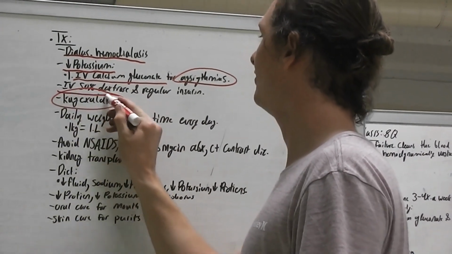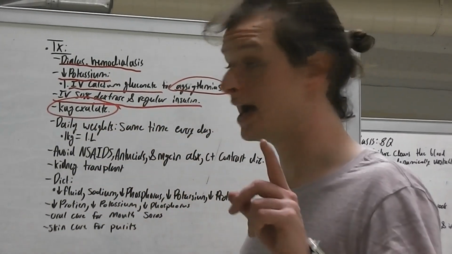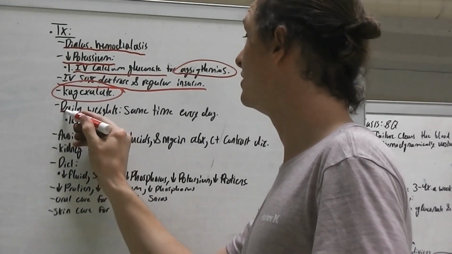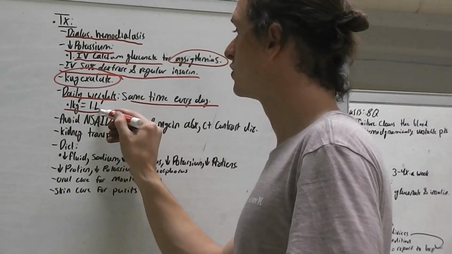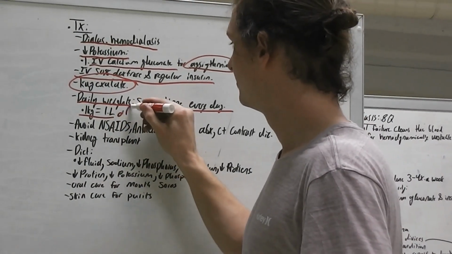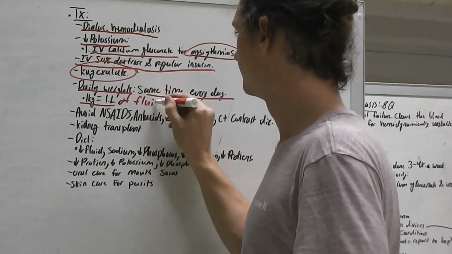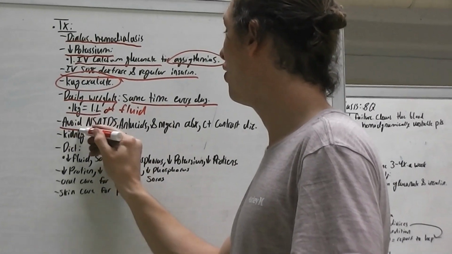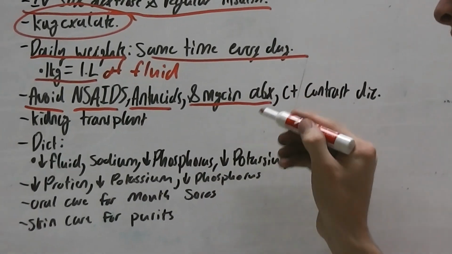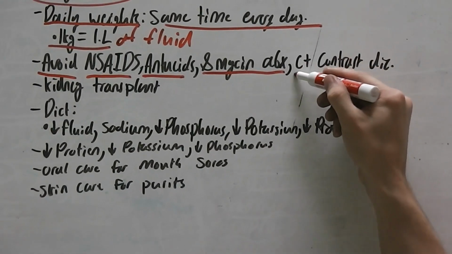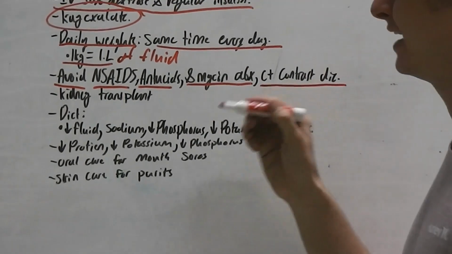We can also give them IV 50% dextrose and regular insulin. That will lower potassium. We need to do daily weights, same time every day. 1 kilogram equals 1 liter of fluid. So we're going to need to avoid NSAIDs, antacids, mycin-ending antibiotics like gentamicin. And we are also going to avoid CT contrast dye.